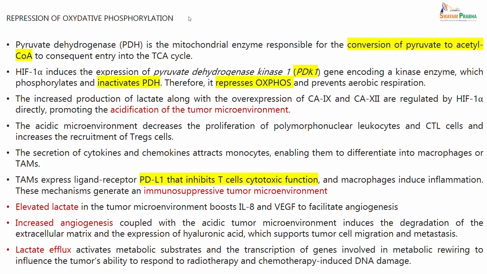The tumor-associated macrophages, or the TAMs, express a ligand called PDL1 that inhibits the function of the T cells, that is, the cytotoxic function of the T cells is inhibited by the PDL1. We will be seeing the mechanism shortly. And the tumor-associated macrophages will induce inflammation. Now, these mechanisms are important to generate an immune suppressive environment in the tumor microenvironment. So, elevated lactate will also boost the interleukin-8 and VEGF to facilitate angiogenesis. So, we see how much a pH change within the TME can disturb the homeostasis. The increased angiogenesis coupled with an acidic tumor microenvironment will lead to degradation of the extracellular matrix and expression of hyaluronic acid, which will support the tumor cell migration and metastasis.